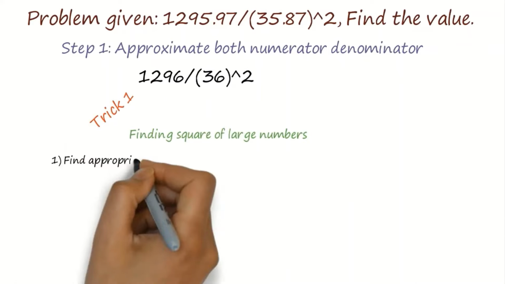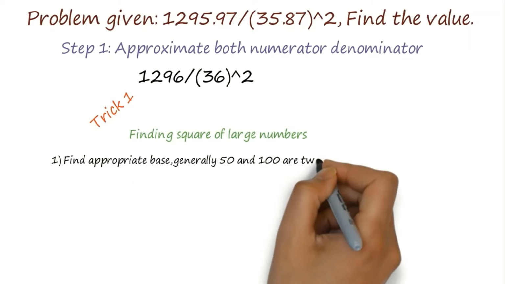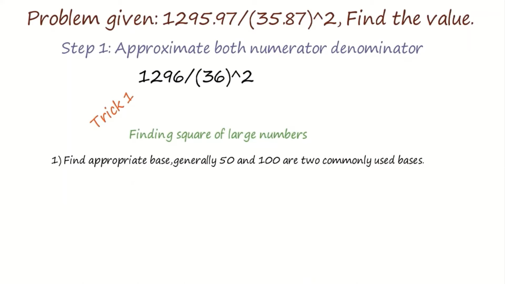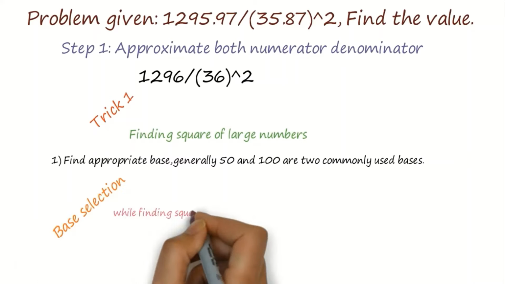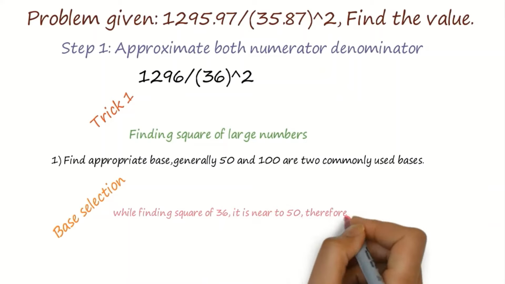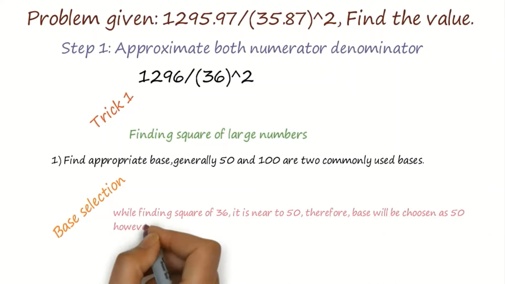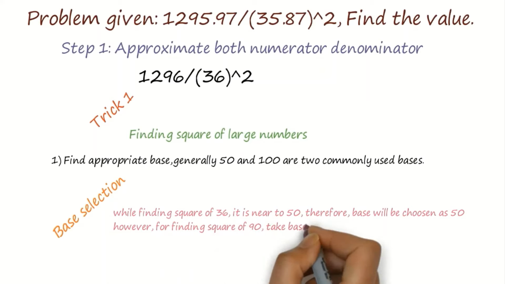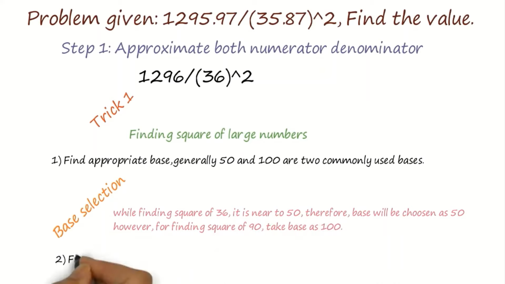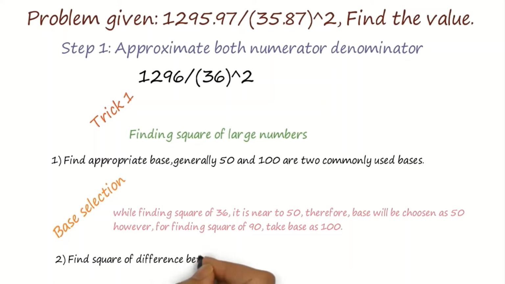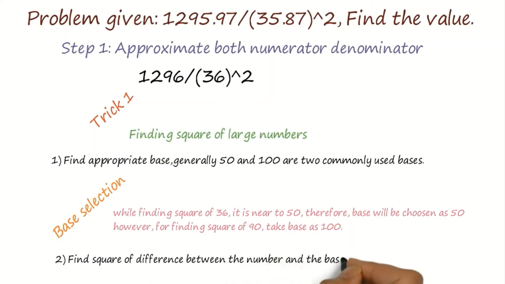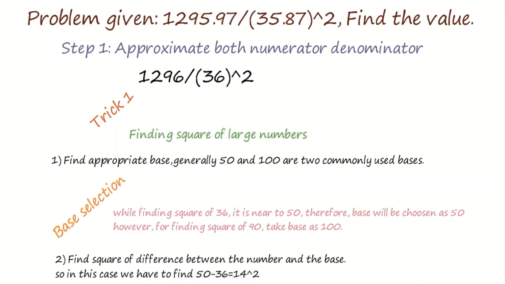Generally, you will have 50 or 100 as base values. Now it is important to choose appropriate base values. Here 36 is near to the base 50. Therefore, 50 will be the chosen base. However, if we have to find square of 90, then the chosen base will be 100. Next step is finding square of the difference between the base and the number to be squared. That is, in this case, 50 minus 36, which gives you 14, and you have to find out 14 square.